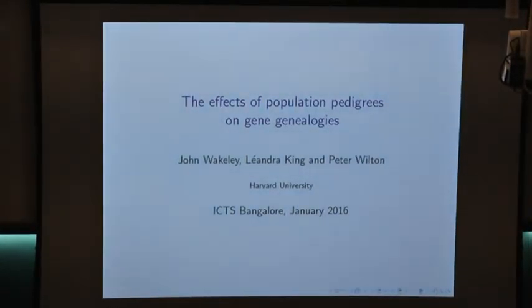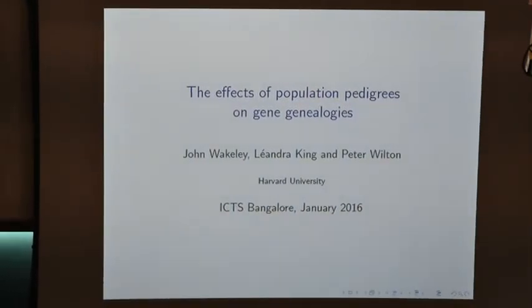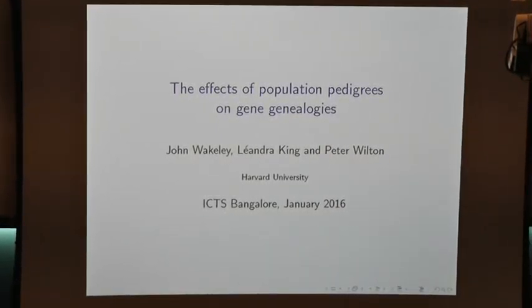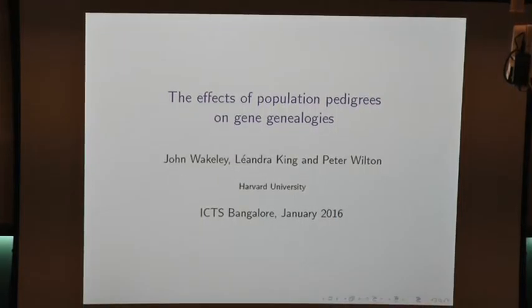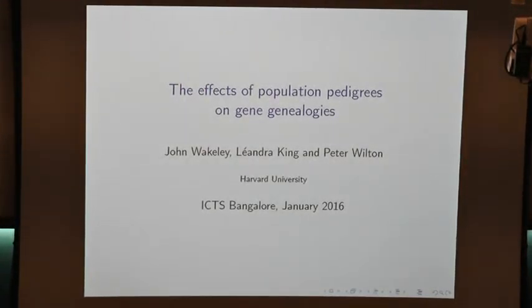So I want to talk about the coalescent theory, but incorporating something that had not been part of the theory until recently. And it is the pedigree, or the reproductive relationships in a population. This was something that has been ignored in the field. And I have just been working on incorporating it into coalescence and wondering whether or not it makes a difference.